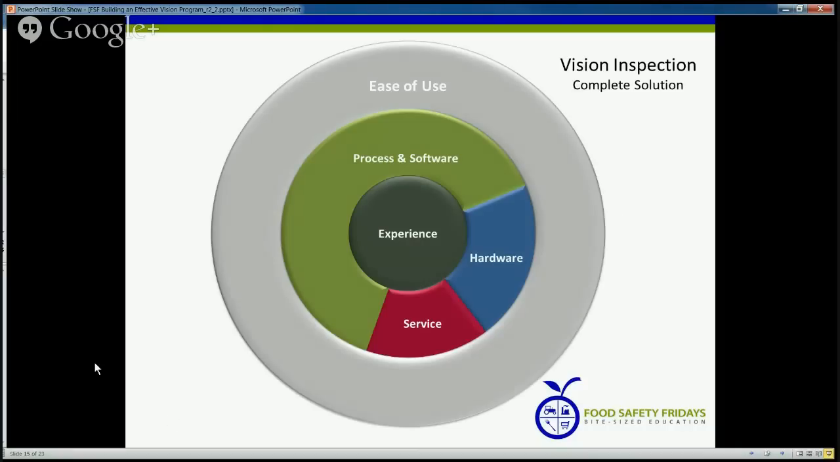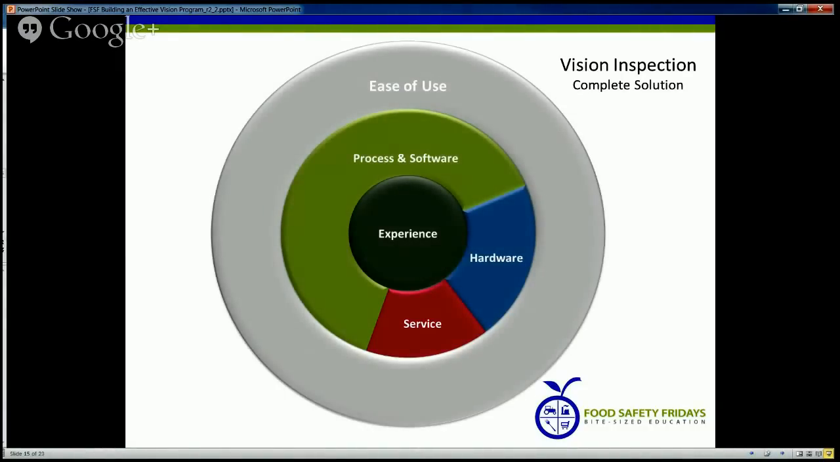So kind of the big picture of a vision inspection complete solution, taking all things into account. This is a graphic to represent that. The graphic here represents all the key components of an effective vision program. In a vision inspection solution, value is not the result of the sum of its components. It's greater than that if done correctly.